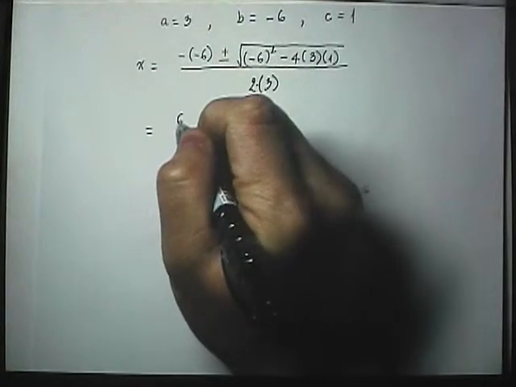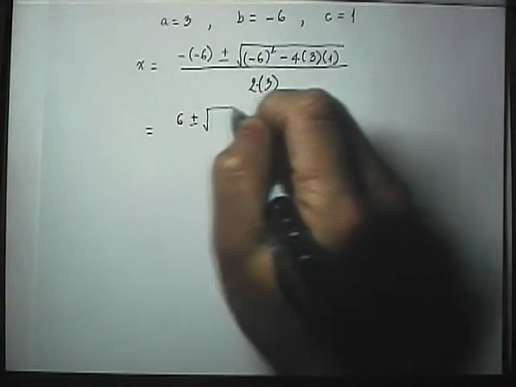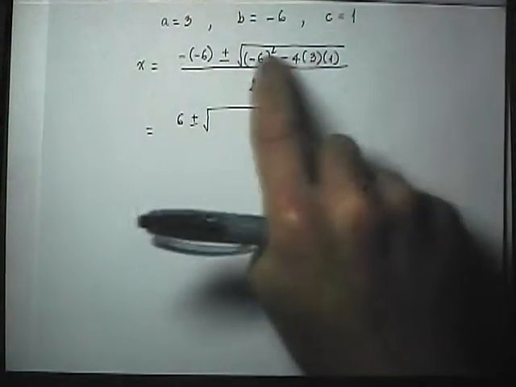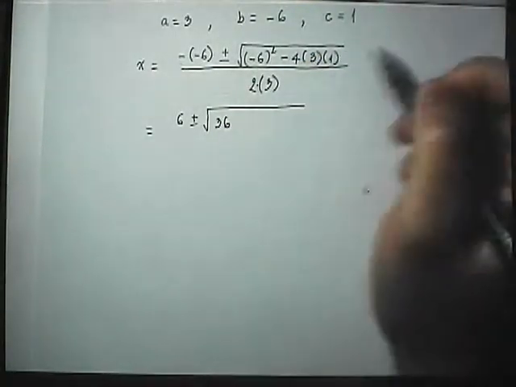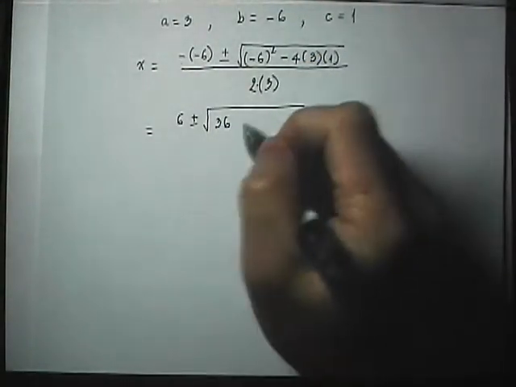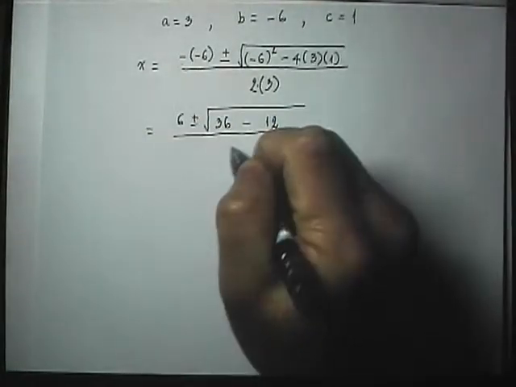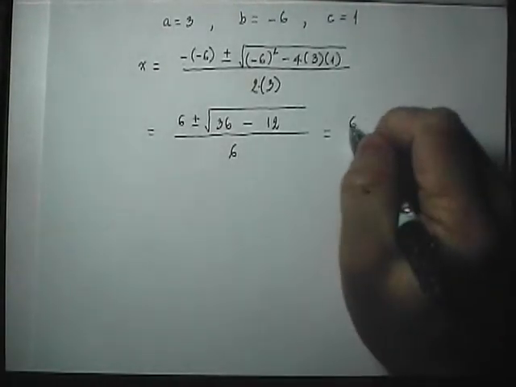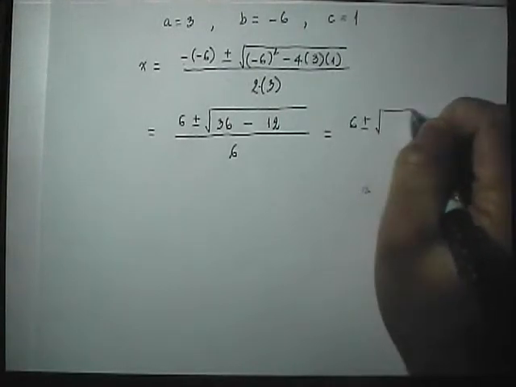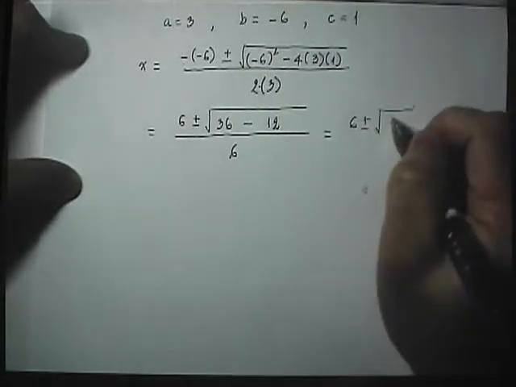So in my next step, negative 6 makes it minus negative 6, which makes it positive 6, plus and minus the long square root. Let's start computing these little chunks separately. Negative 6 all squared is a positive 36. Minus 4 times 3 times 1 is minus 12. And all divided by 6. So in my next step, we have 6 plus and minus the square root of 36 minus 12, which is 24, divided by 6.